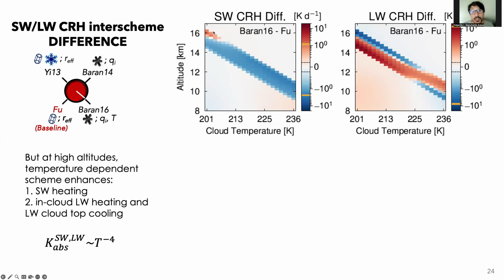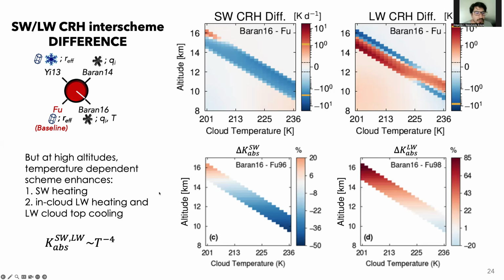We have an enhancement of shortwave heating at the cloud top. In this case, in the long wave, also we have an enhancement of the in-cloud long wave heating and enhancement of the cloud top cooling. So we have more absorption here and more cooling at the cloud top. And this is related with the strong dependence of the absorption capacity both in shortwave or long wave radiation by this scheme. It's a strong dependence with temperature.